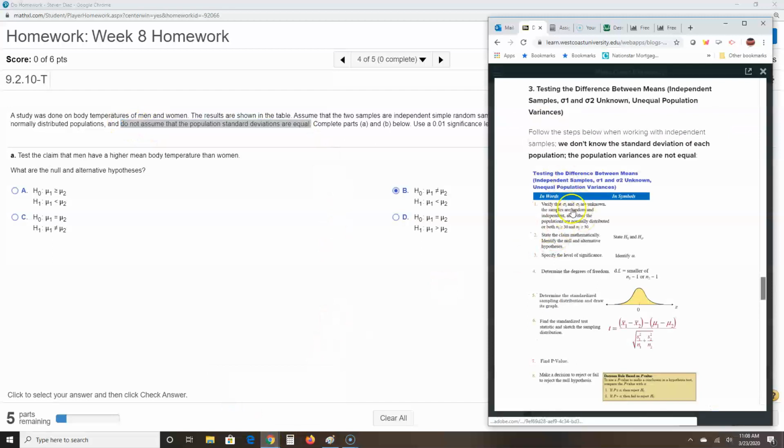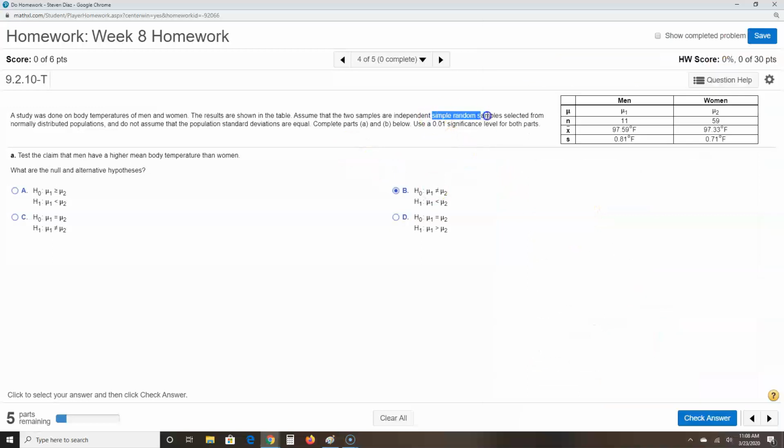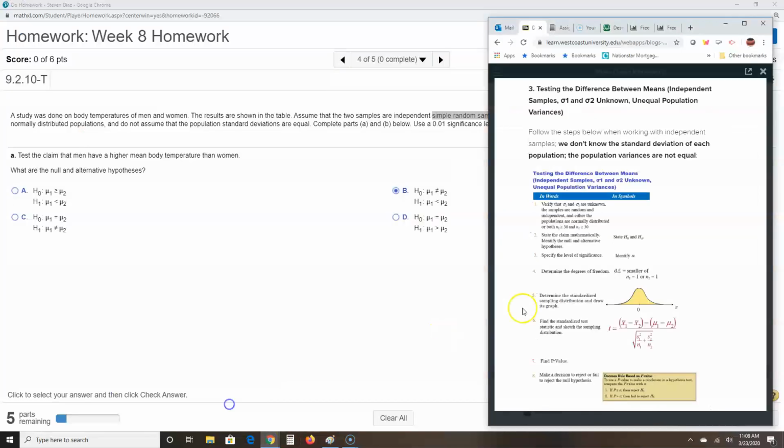Step number 1, make sure you do not know sigma 1 and sigma 2. I already said that. Still in step 1, another requirement I need to meet is that the samples are random. You can see here it says simple random sample. So far meeting the condition of step 1. Another thing, the samples are independent. Yes, it says that. It says it right here. And that the populations are normally distributed, and that is said right over here, normally distributed population. So step 1, I met the requirements. Now I'm going to go to step 2.